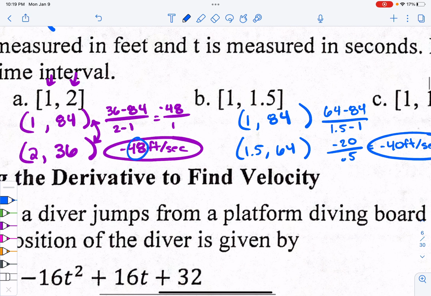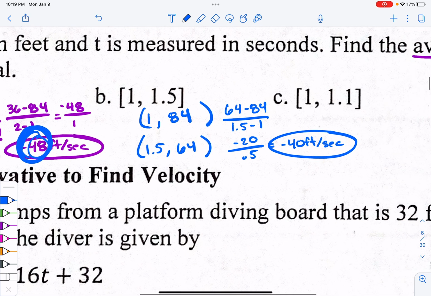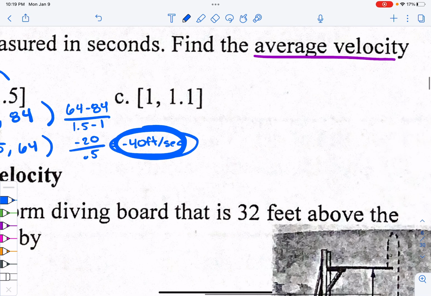And this should make sense. From 1 second to 2 seconds, it's falling a whole second. And so the longer it's been falling, the faster it will be traveling. Here, it's only been traveling from 1 to 1.5 seconds. So it's only been traveling a half of a second, in which case it's not going to be traveling as fast. This one is going to be the same trend, where it's only been traveling 0.1 seconds. So it's going to be even less than 40, because it has not been falling as long, okay?